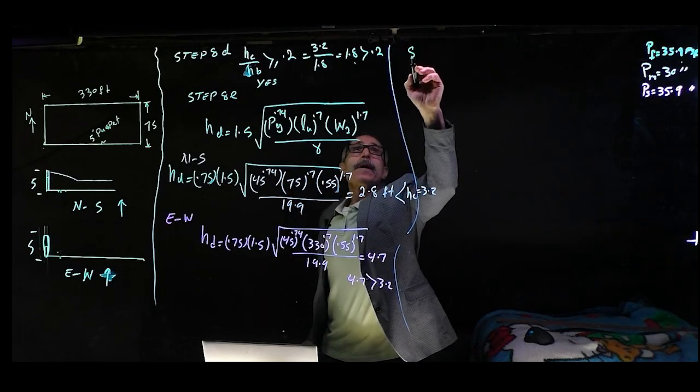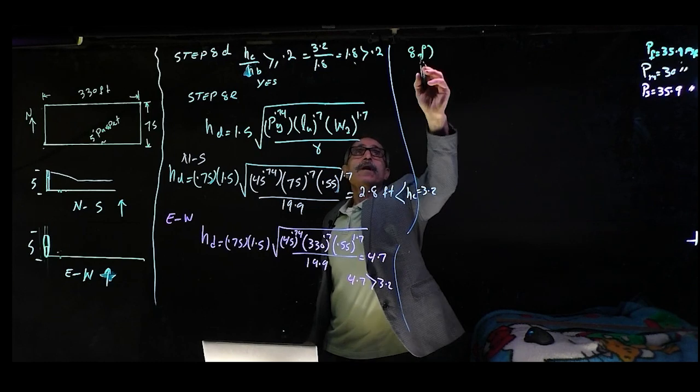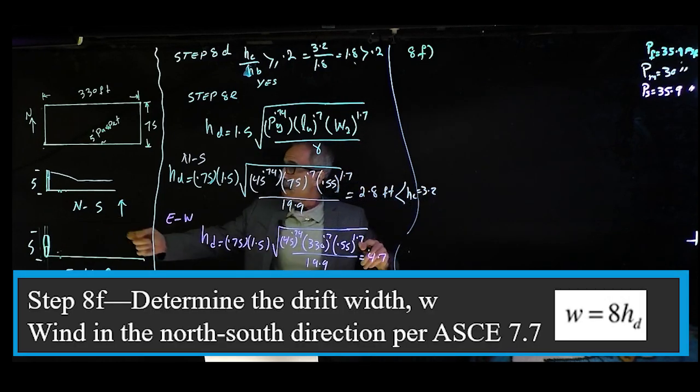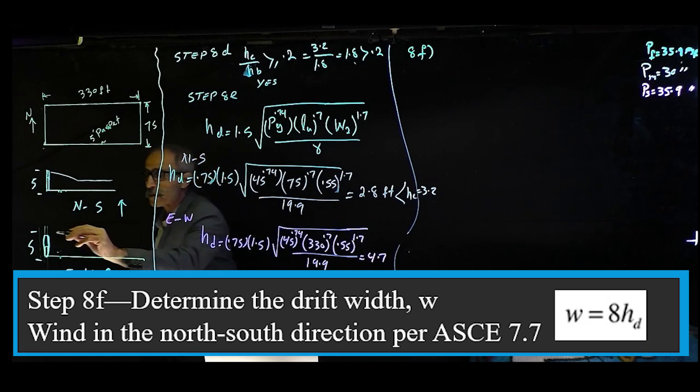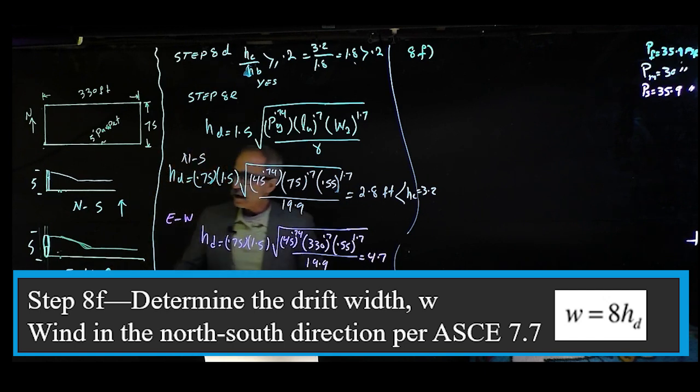Okay, step 8F, we're going to do the drift width. I'd like to know how much the drift width is here, and this will be something set like this too. The drift is going to be coming like this, snow is going to come like that, it's going to be balanced, snow is going like that. Let's make a straight line, and let's figure out where is this and where is this.